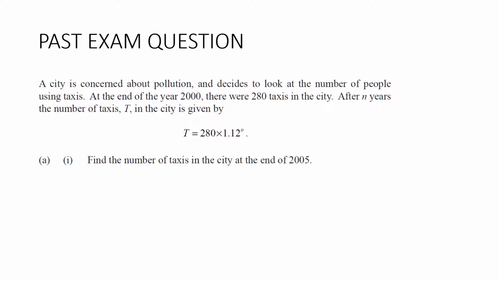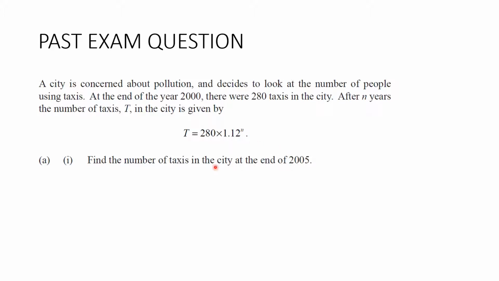So here's a past exam question. A city is concerned about pollution and decides to look at the number of people using taxis. At the end of the year 2000, there were 280 taxis in the city. After n years, the number of taxis T in the city is given by T is equal to 280 times 1.12 to the power of n. Find the number of taxis in the city at the end of 2005. Right, we can see straight away that we've got n, not n-1.